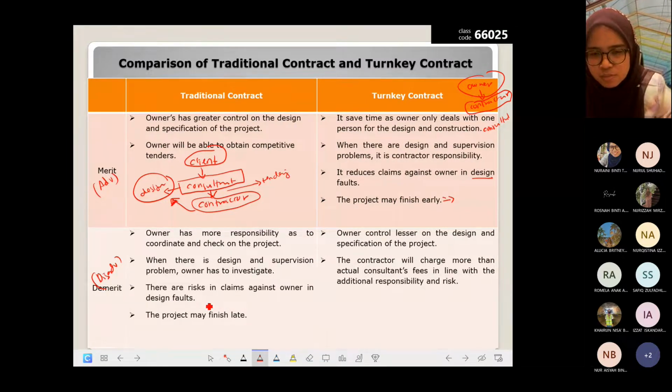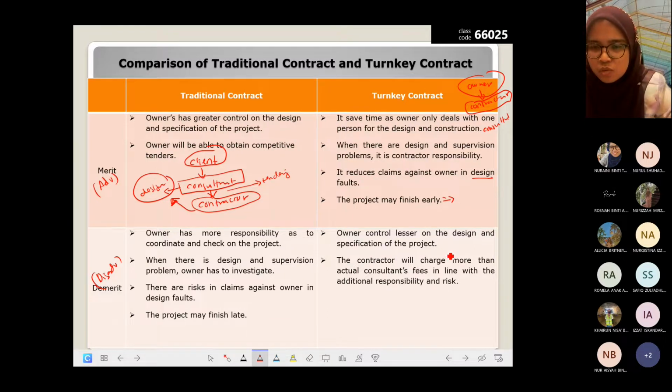Kontraktor akan claim semula. Kalau ada design fault, dia kena rework balik kan, dia kena buka concrete dia balik ke, so dia akan claim balik lah the fee. The project may finish late sebab dia kena deal dengan banyak orang.